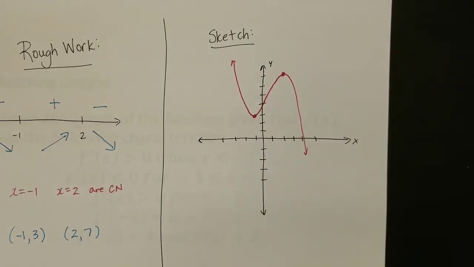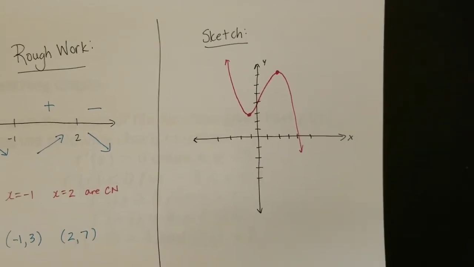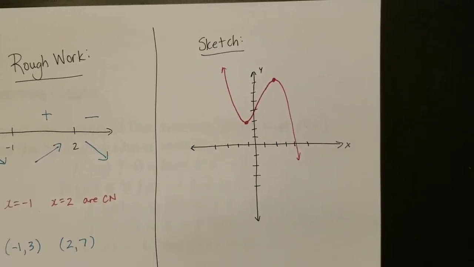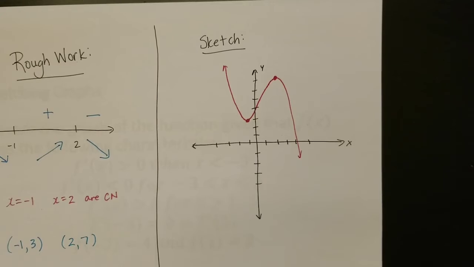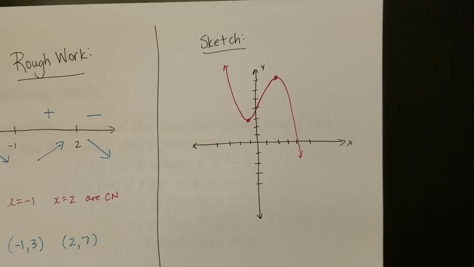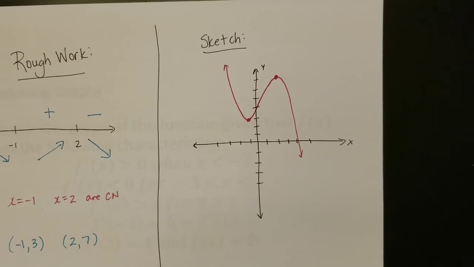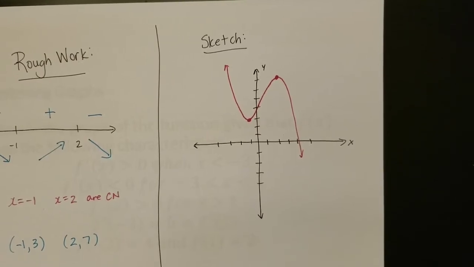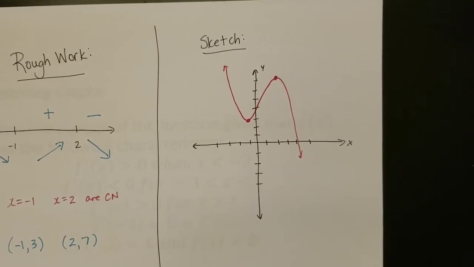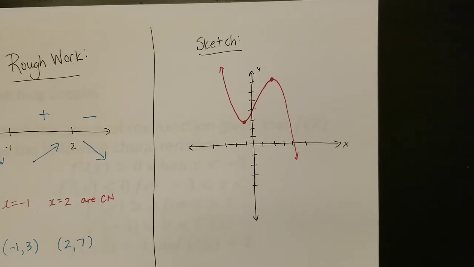So I don't know much about the other pieces of this function. I don't know the intercepts. I don't know really too much about the scale of this or how steeply this graph is shaped, but I do have a pretty good sketch just from finding the critical numbers and the intervals of increase and decrease.